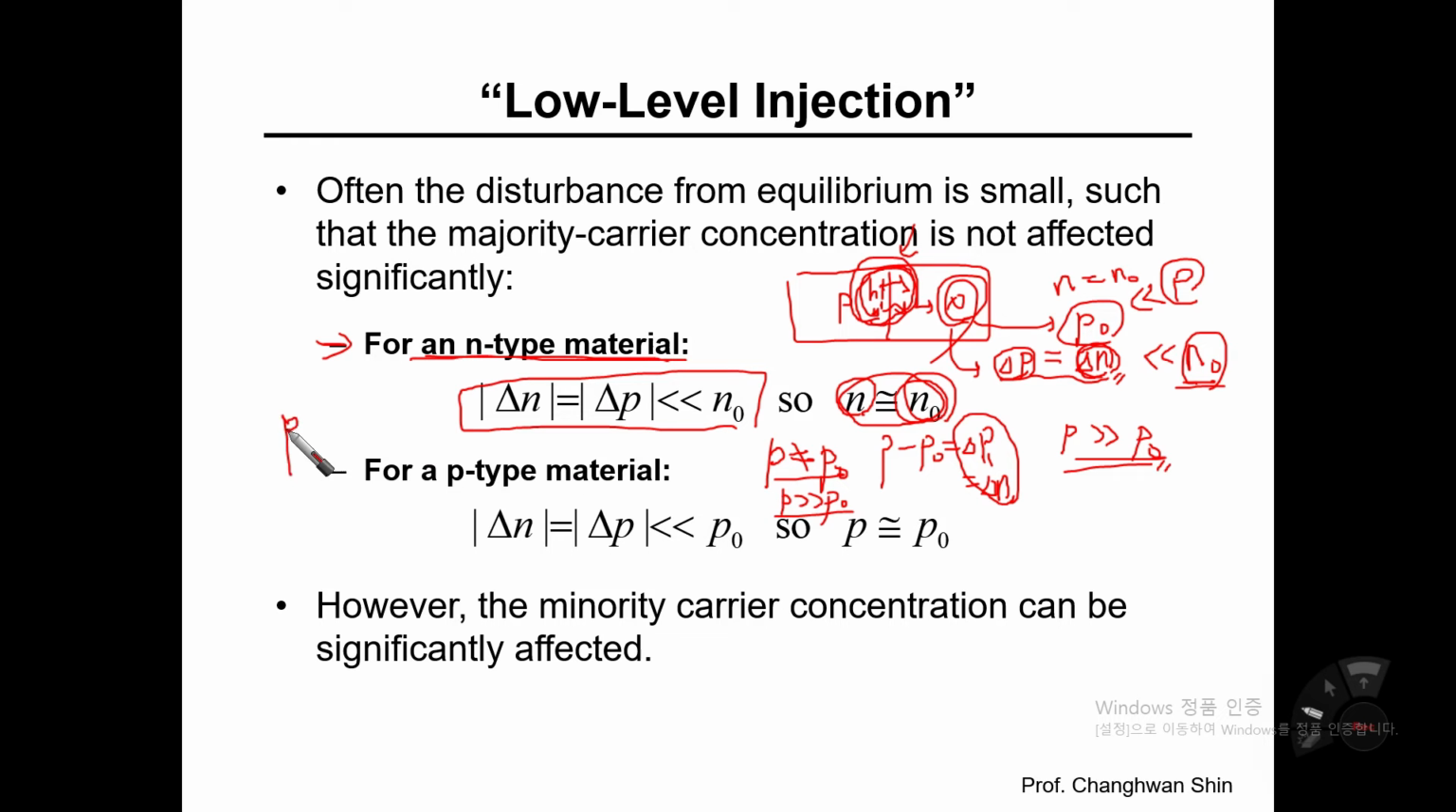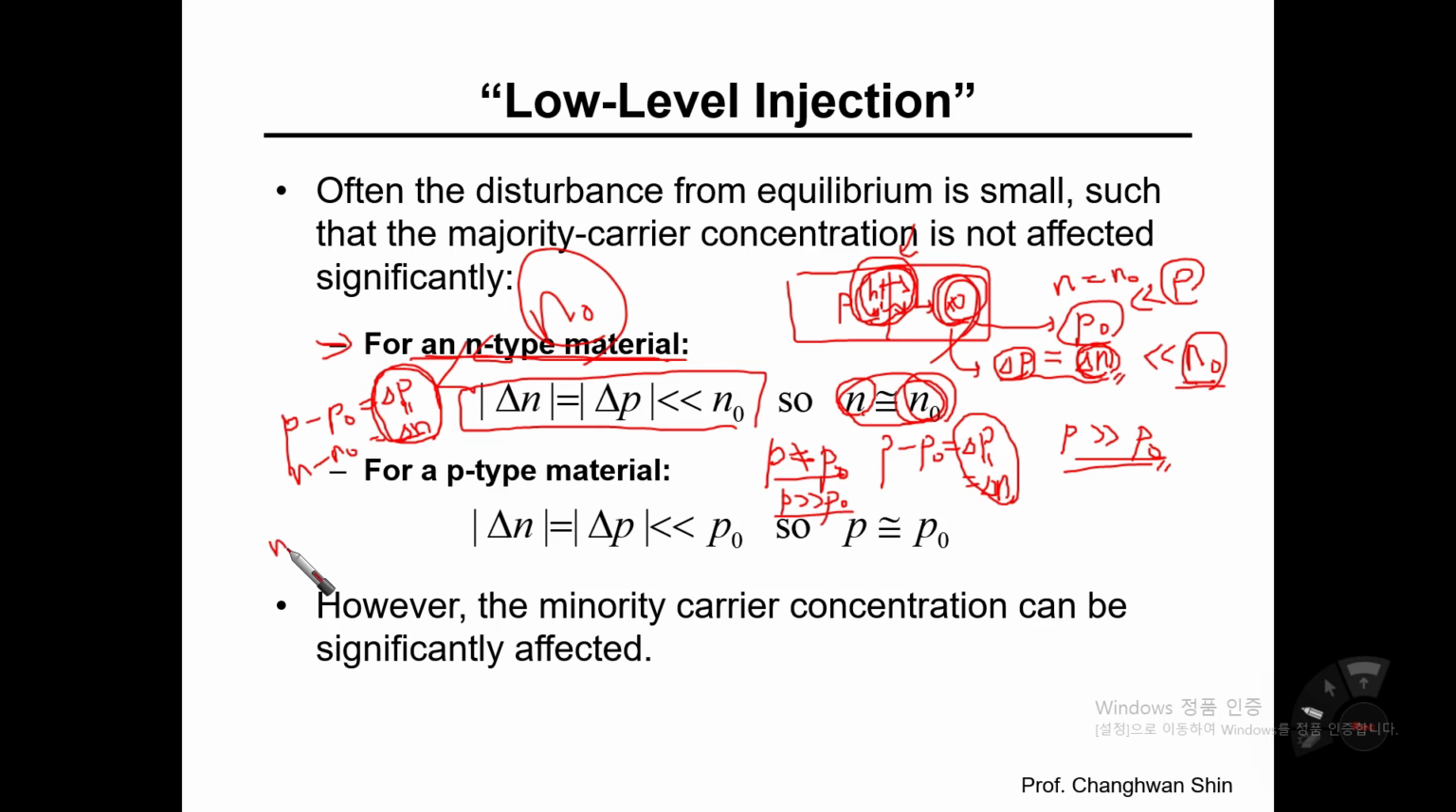The variation of hole concentration, in other words delta p, and the variation of electron concentration, delta n, those two are the same. And this value is much smaller than what? Yes, n naught, the n-side majority carrier concentration.